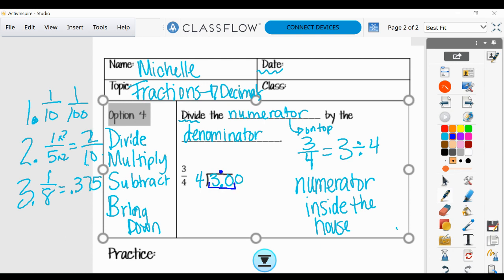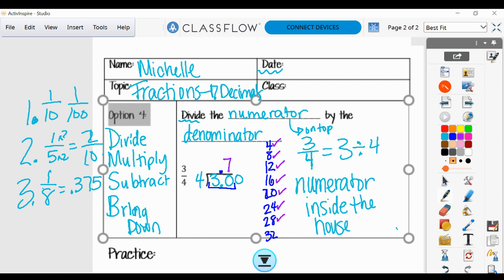Now I'm going to say, how many times does 4 go into 30? And if you're like me, you hate it when teachers say that. Well, let's count up by 4. 4, 8, 12, 16, 20, 24, 28, 32. Oh! I went too far. I was only supposed to go to 30. All right, so I've got 1, 2, 3, 4, 5, 6, 7. So 4 goes into 30 7 times.